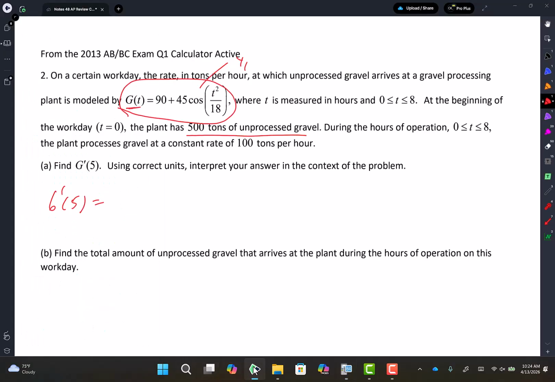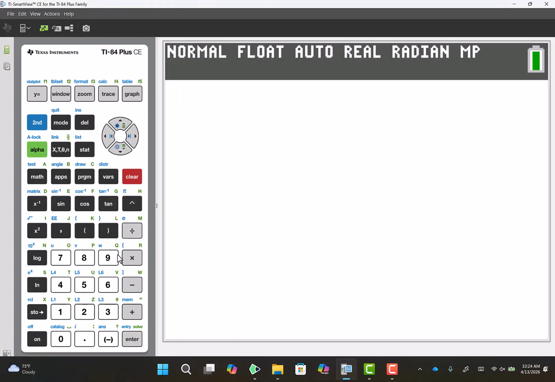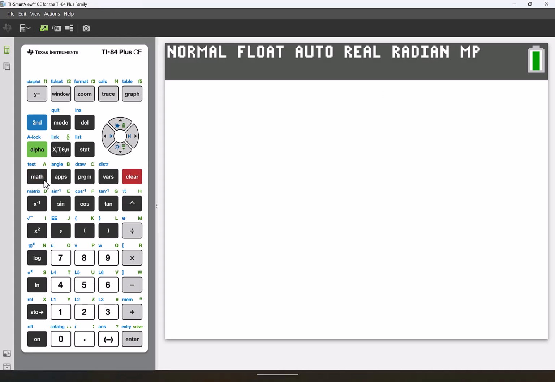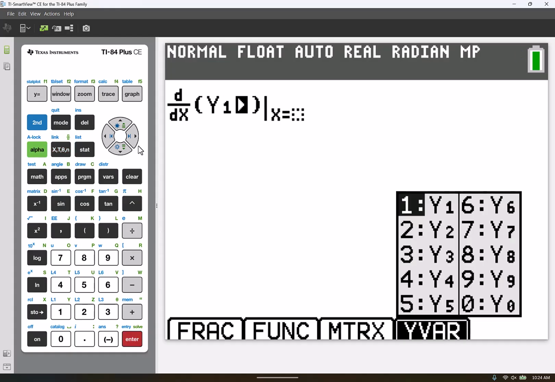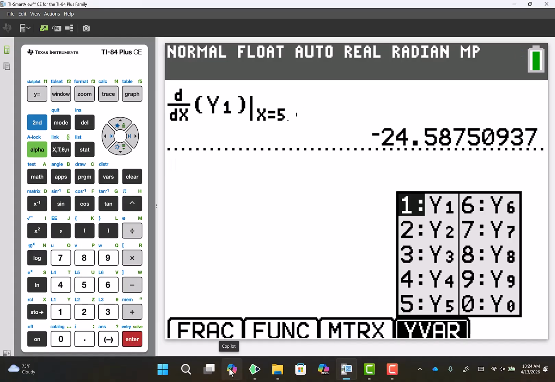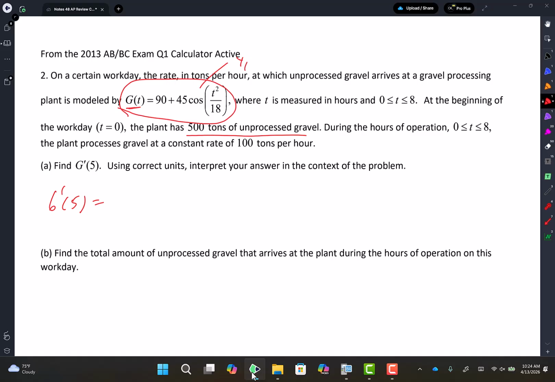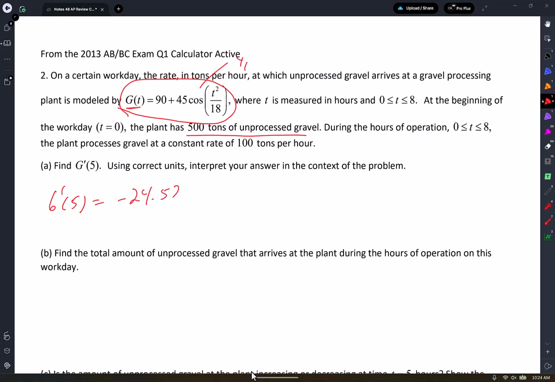And they want G prime of 5, right? All right, so here we go. I'm just going to write math number 8, x, and then type in alpha trace y1 at x equals 5. Negative 24.5875. Negative 24.5875. And I need units. Tons per hour, because it was already a rate.